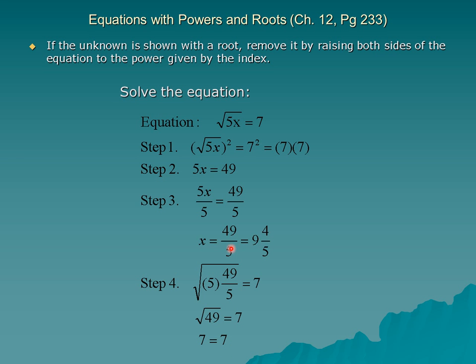Remember, in the exam, you might be given the answer as a mixed number, or you might be given the answer as an improper fraction. So check it, okay? It might be 49 over 5 given, or it might be 4 and 4 over 5 given. It depends.